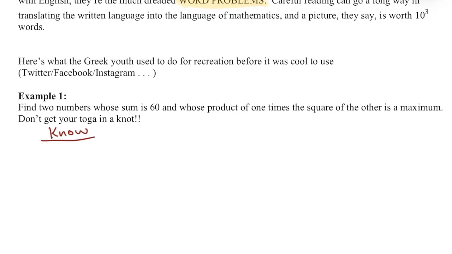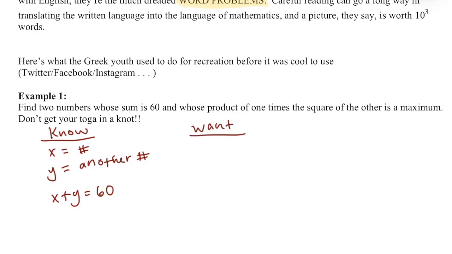I'm just going to let x be one number, and I'll let y be another number. Doesn't really matter. I just have two numbers. And then I also know the sum of them is equal to 60. Cool? And then what do I want? I want the product of one times the square of the other. So one times the square of the other is a maximum. I'm going to call this the product. So the product is one times the square of the other. One isn't referring to the number 1, it's referring to one of the numbers.